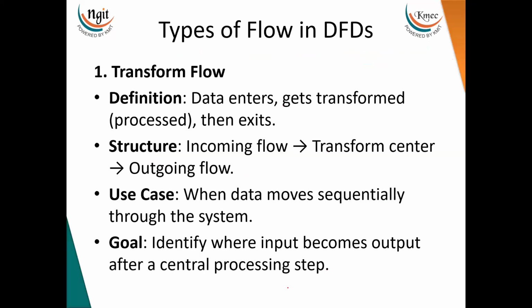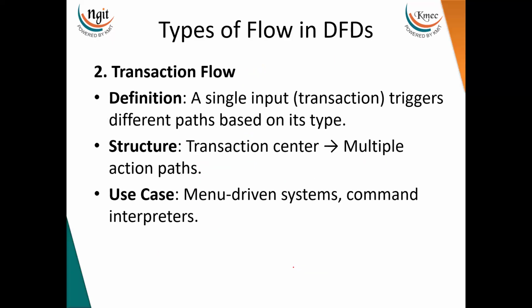Okay, right. So next, what are the types of flows in data flow diagrams? There are two types of flows. First one is transform flow. Next one is transaction flow. So what is transform flow? The data enters, gets transformed, that is processed, then exits. The structure is like incoming flow, transform center, and an outgoing flow. Then use case, when data moves sequentially through the system. What is the goal? The goal is to identify where input becomes output after a central processing step. This is transform flow.